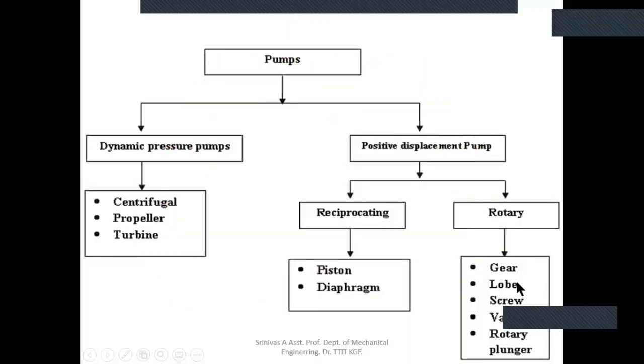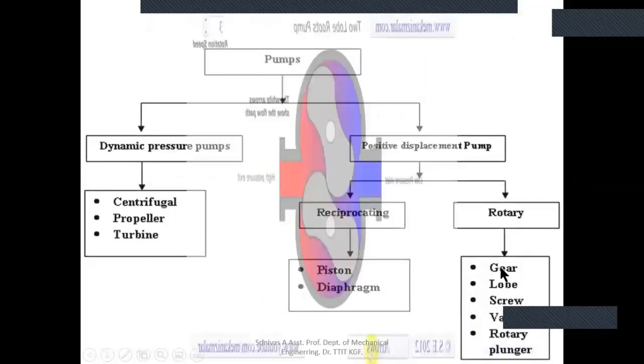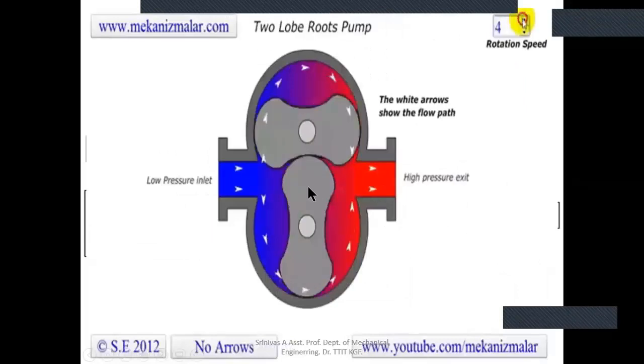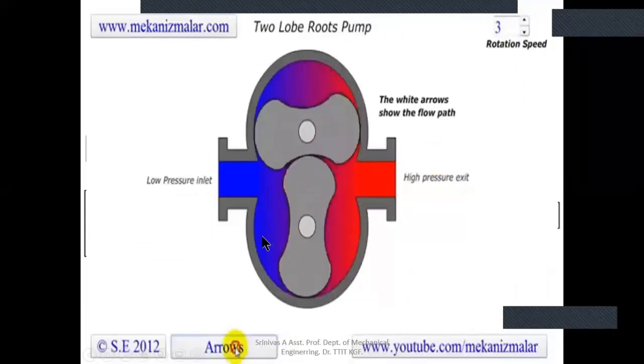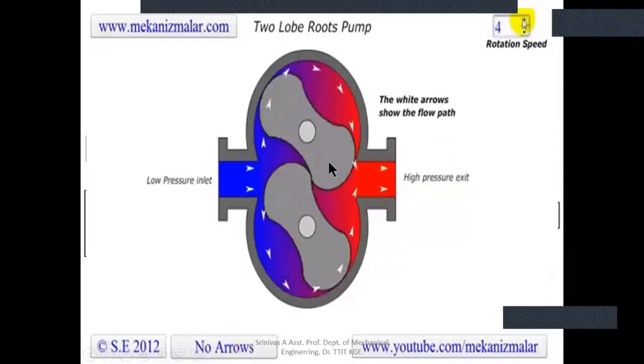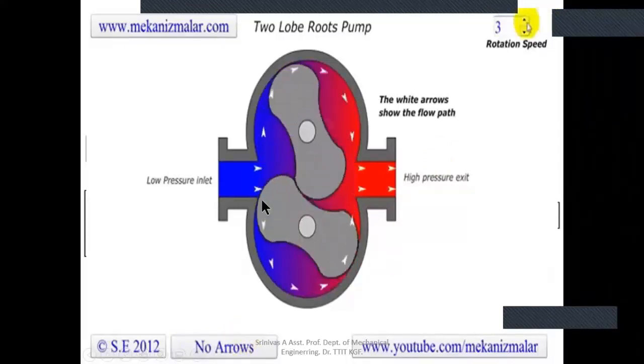And next one is lobe. Lobe means something like that, where the teeth will not be there. So here the structure is like this. So it will create a gap over there. You can see the blue is the inlet and red is the discharge. And see what happens here.